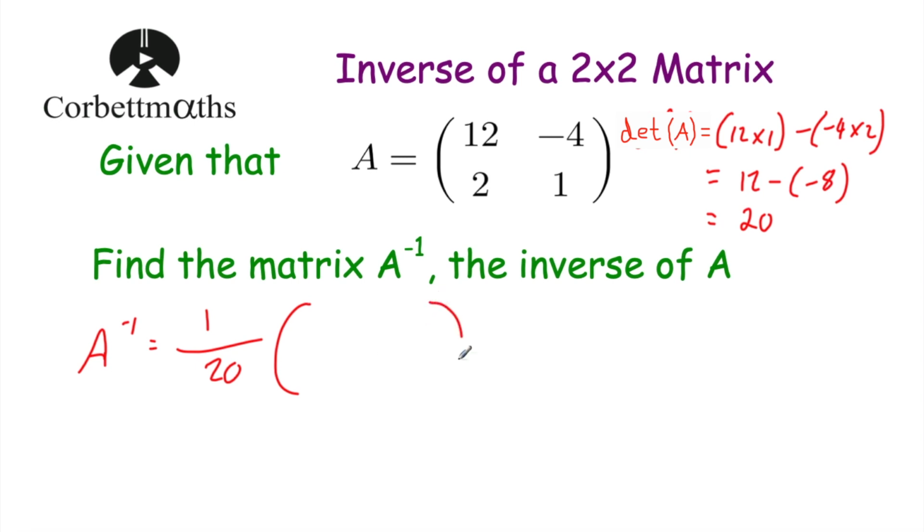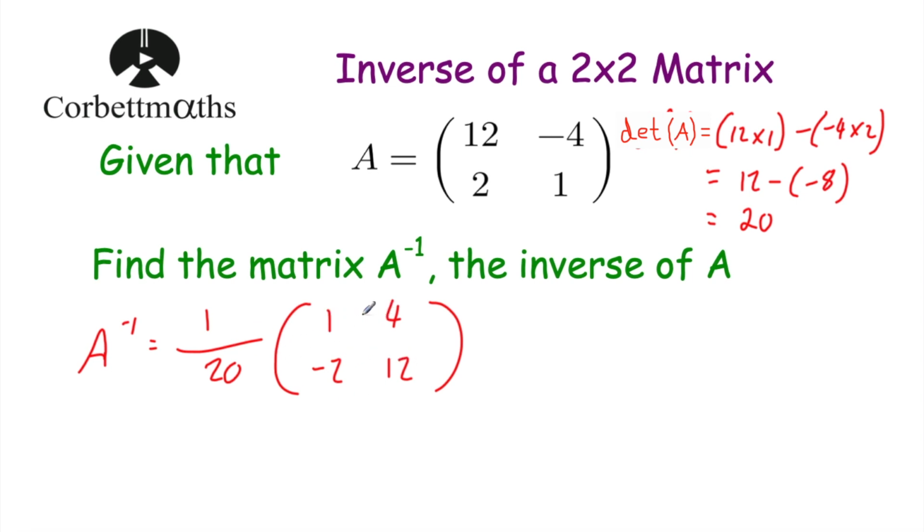And then what we're going to do is write the matrix where we swap these elements around. So we're going to write 1 and 12. And we're going to change the sign of these two, which means we're going to multiply them by -1, really. So we're going to change their sign, so it's going to be 4, and that's going to be -2. And that's it. So the inverse matrix would be 1/20 multiplied by 1, 4, -2, 12, and that's it.